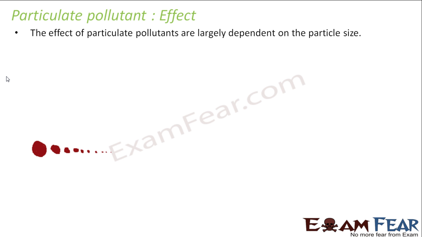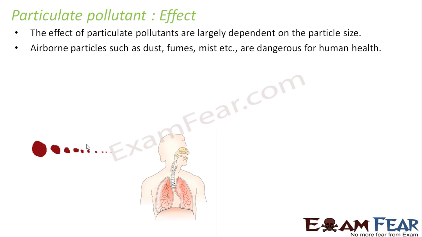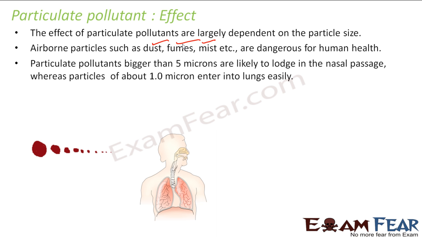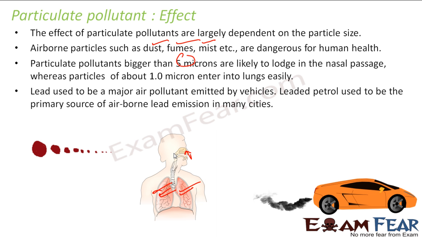So what are the effects of pollutant? See, the effect is dependent on size. Some of the pollutants are small, some are big, right? So it depends on the size. All these airborne particles, dust, fume, mist, they are all dangerous to humans. All of them are dangerous, right? If it is bigger than 5 micron, it will be blocked by the nasal passage. But if it is almost 1 micron, it will impact the lungs.